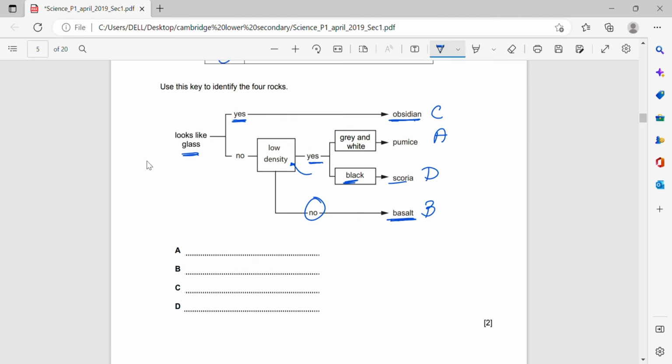اوكي، باقي بس نحط الليترز. يبقى عندي A هي الايه البوميز، B البازالت، C obsidian, and D the scoria. يبقى كده خلصنا ال question.